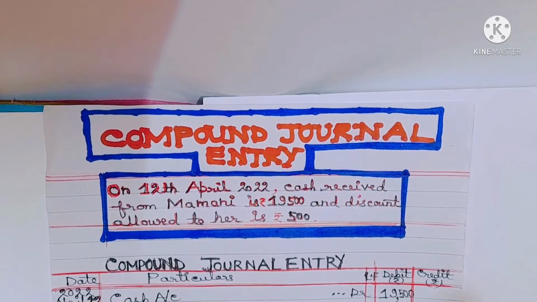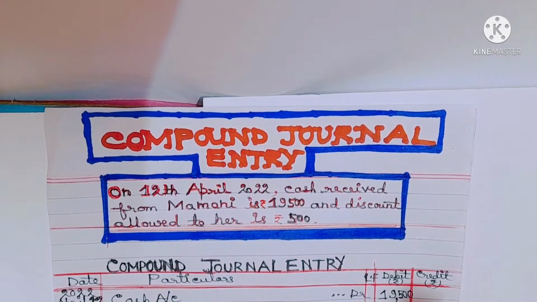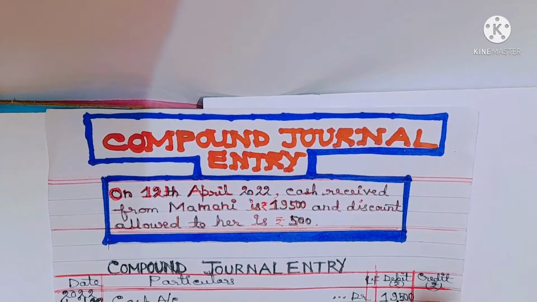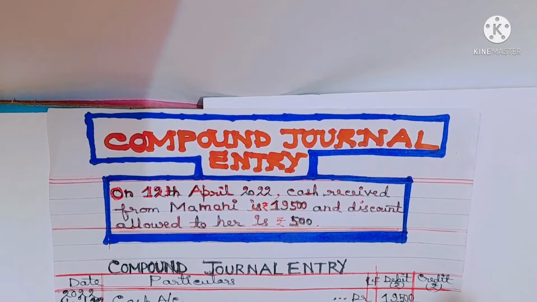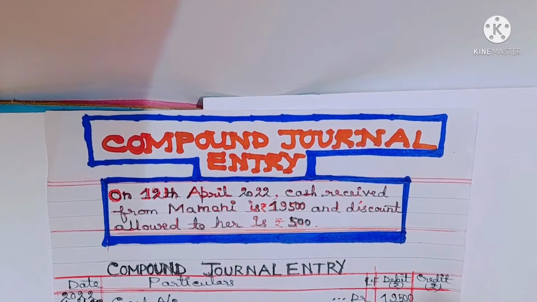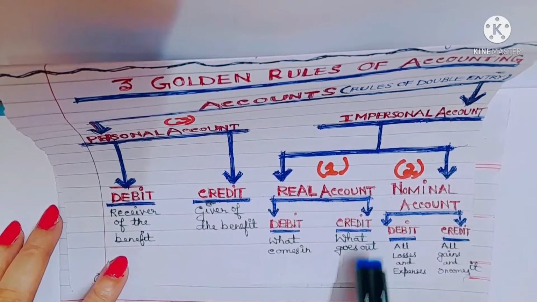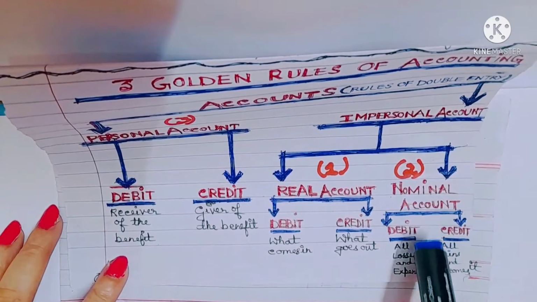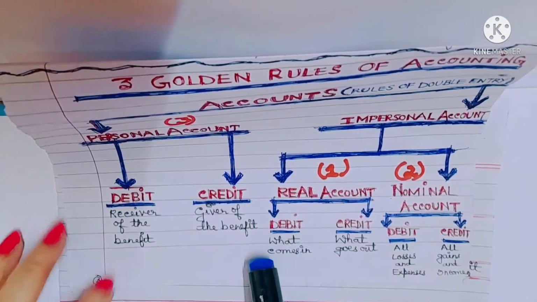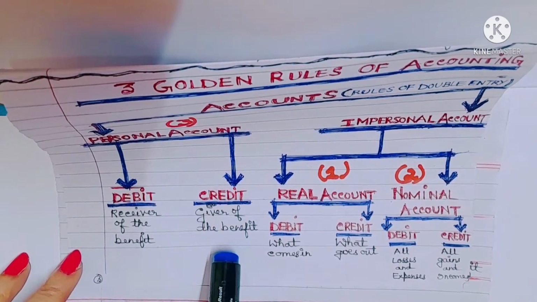We are allowing her rupees 500 as discount. So discount allowed account falls under nominal account. According to nominal account, all losses and expenses are debit. Here discount allowed is a loss for the business, so discount allowed account will be debited. Why is Mamuni account credit? Because Mamuni falls under personal account. She is the giver of the benefit. According to real account, debit what comes in, credit what goes out. According to nominal account, debit all losses and expenses, credit all gains and incomes. According to personal account, debit the receiver of the benefit, credit the giver of the benefit.